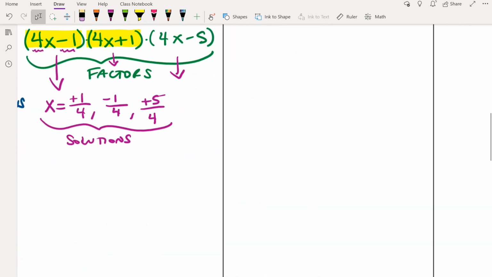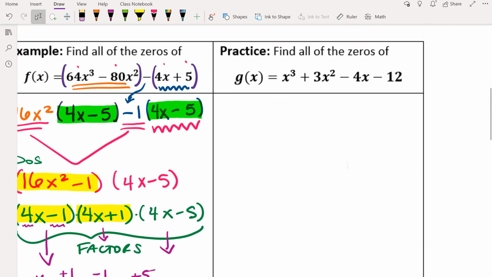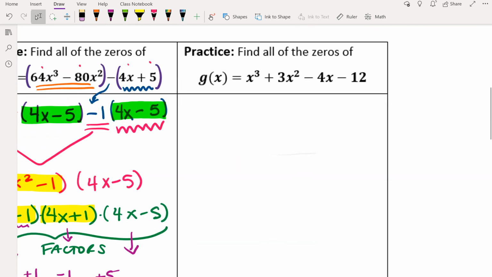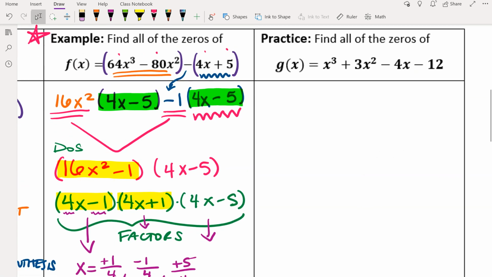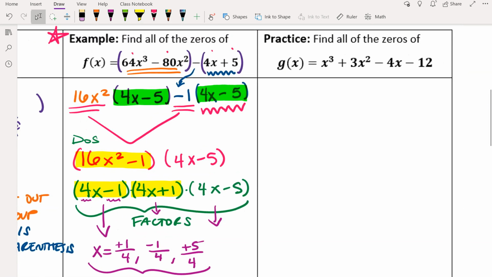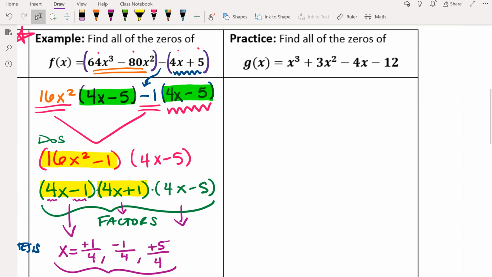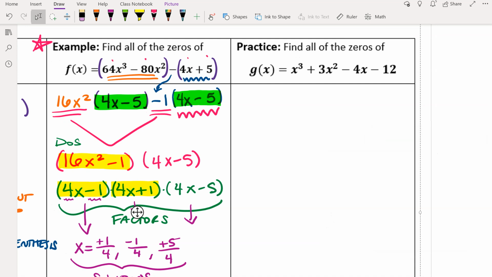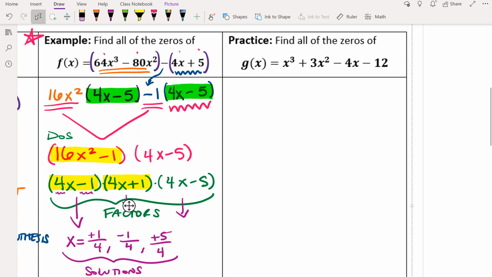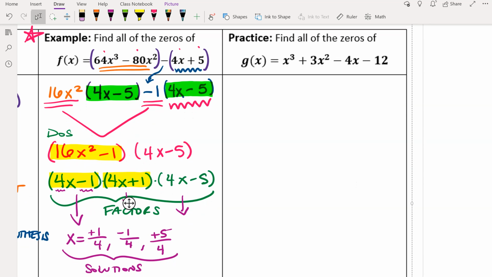Okay, let's try a practice. So I want you to write down this practice problem. And I will leave this example up while you practice. You should have the steps in your notes, but I'll leave the example up. Okay, so here we go. Write the practice problem down. We have g of x equals x cubed plus 3x squared minus 4x minus 12. This is your practice problem.